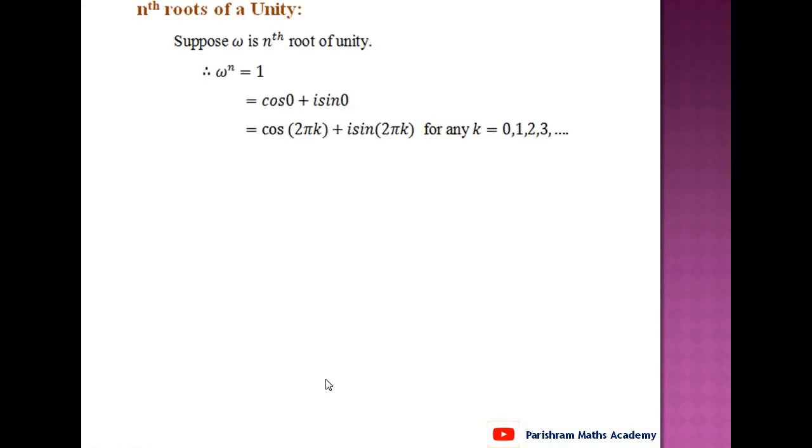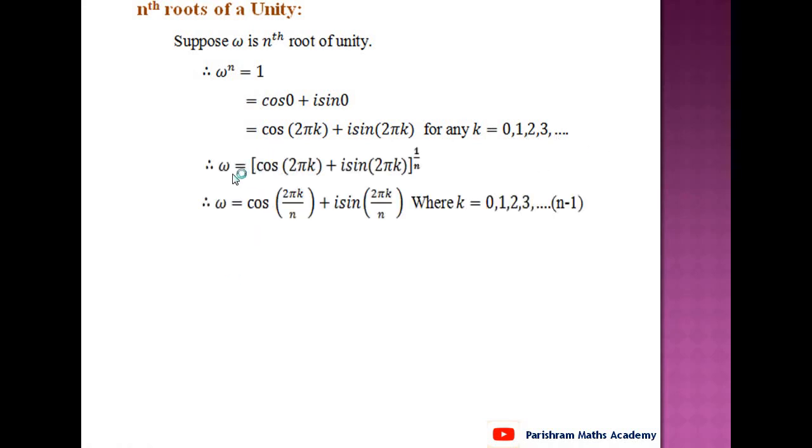Next topic, nth root of unity. Suppose omega is the nth root of unity. It means omega raised to n equal to 1. 1 means cos 0 plus i times sin 0. But cos 0 is the same as cos 2 pi k, plus i times sin 0 is the same as sin 2 pi k, for any k with k equal to 0, 1, 2, 3 and so on.